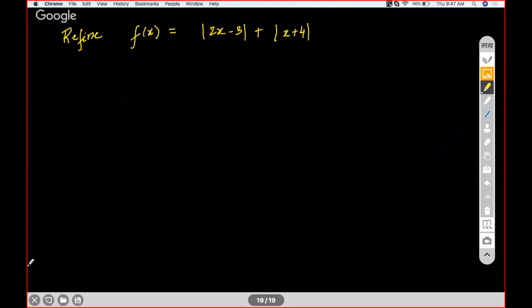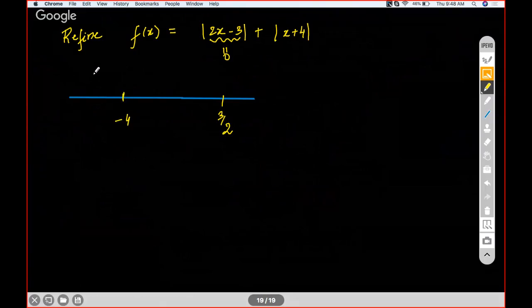So first, the points at which it touches, if we were just looking at 2x - 3 and x + 4, for 2x - 3, the point at which it will cut the x-axis. You first plot the critical points. Critical points are where this is going to be 0. When is this going to be 0? At x equal to 3 by 2. Correct. And x + 4 is going to be 0 at minus 4. So the critical point for this will be minus 4.